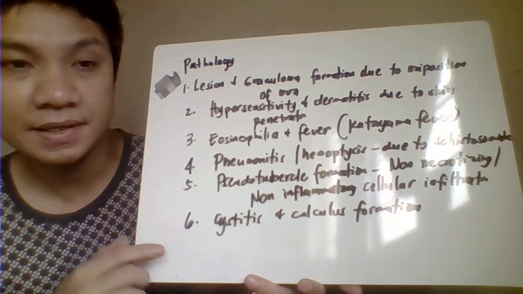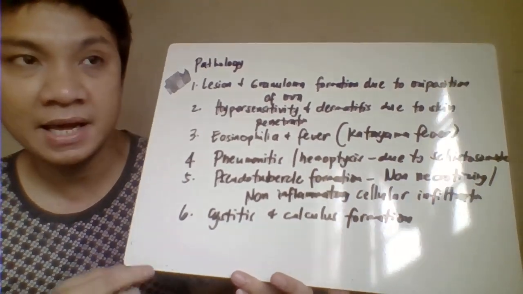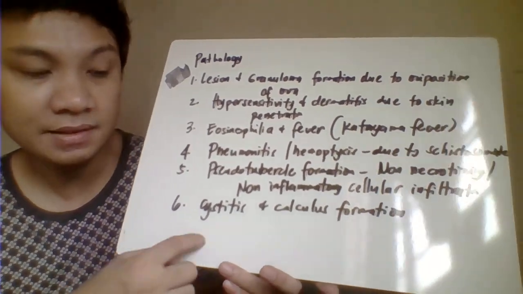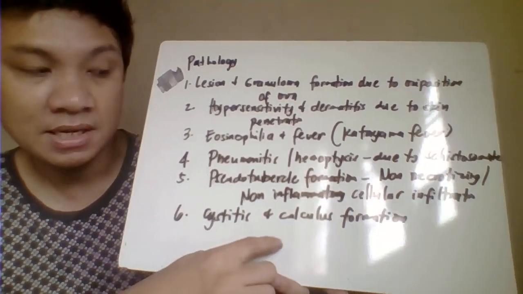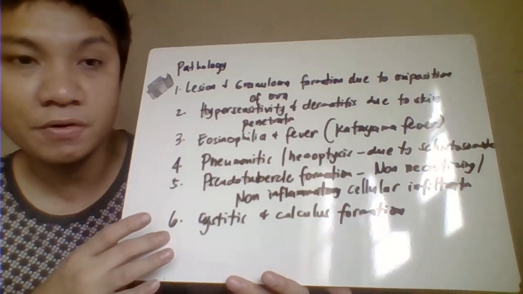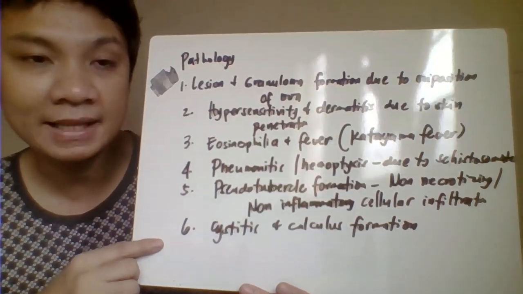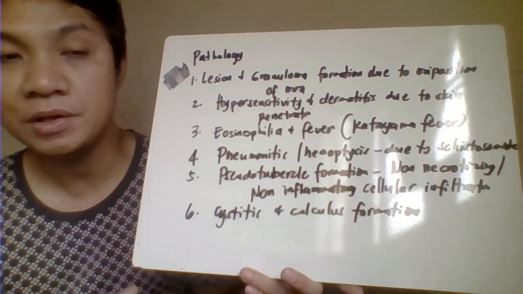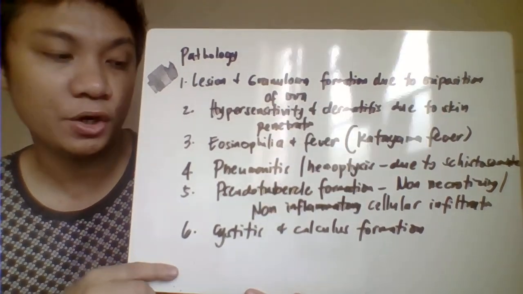And we also have cystitis. This is a type of renal kidney problem. Cystitis is just urinary tract infection. Calculi formation is stone formation related to haematobium. Kasi ang haematobium lang natin ang pumupunta or could infect the urinary bladder.